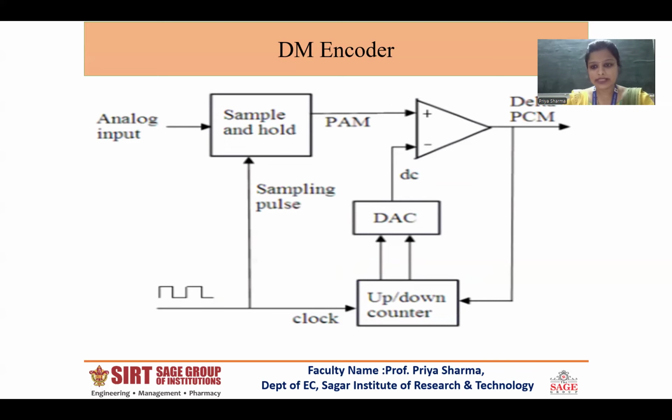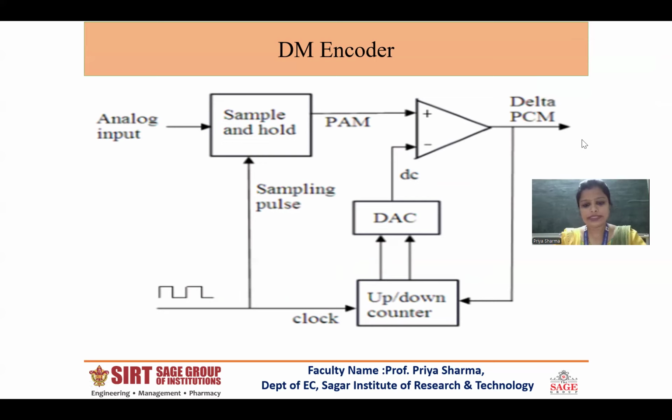So this is the basic circuit diagram of delta modulation. You can see it now very finely. The analog input signal is sampled and converted to a pulse amplitude modulated signal. Then it is compared with the output of a digital to analog converter. The output of the digital to analog converter is a voltage level equal to the regenerated magnitude of the previous sample, which was earlier stored in the up-down counter as a binary number.